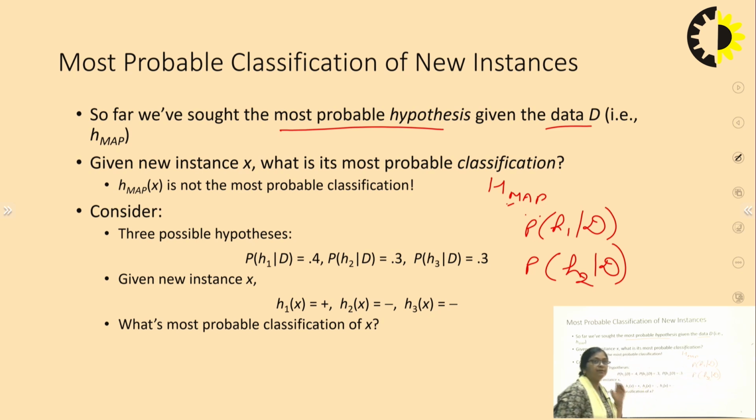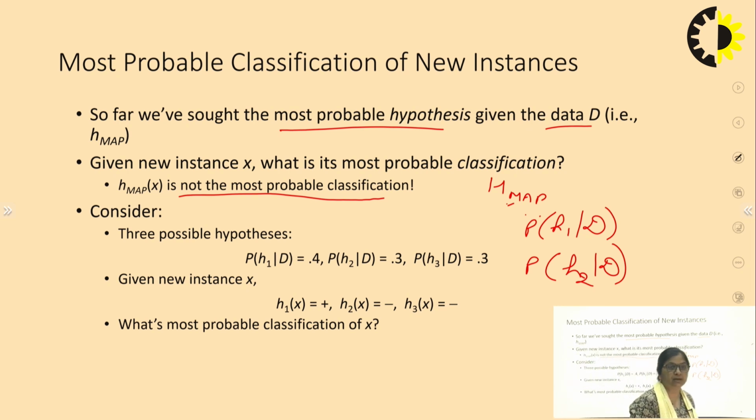Now, what happens in all the cases? The H map is not always the most probable classification. In many cases, it is giving us very good results and we can take it as the most probable classification. But there may be cases, in a domain, where the H map is not the most probable classification. So, how do we understand? We will discuss this with an example.